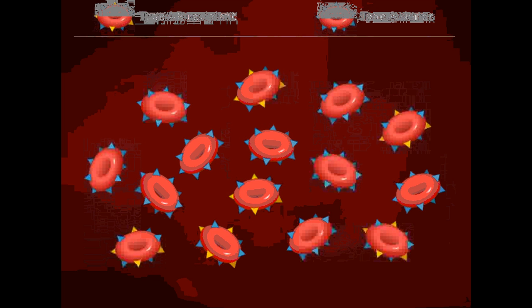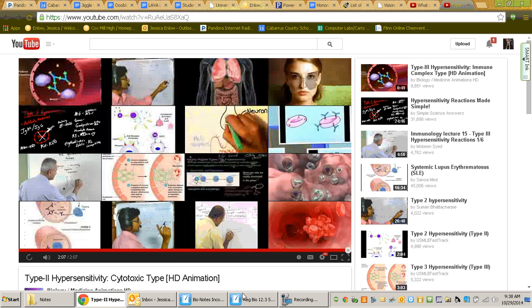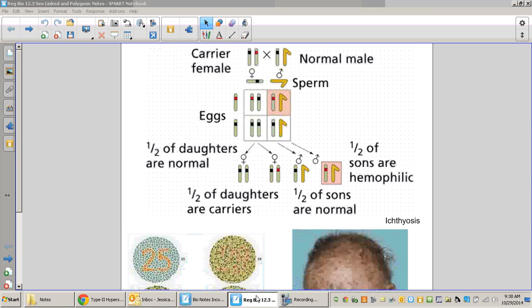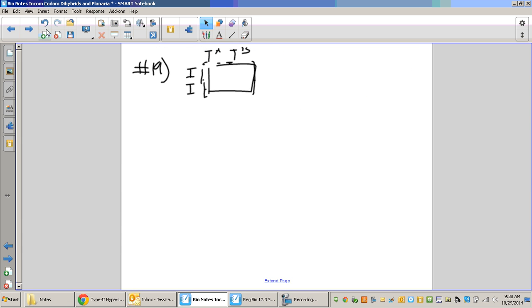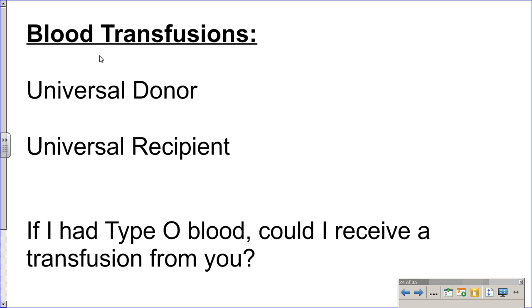So who is the universal recipient? AB. Who's a universal donor? O. Those are two facts you need to write down. Write down right here, and then we'll move on to sex link.